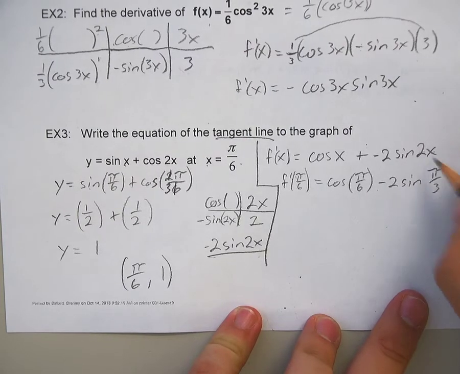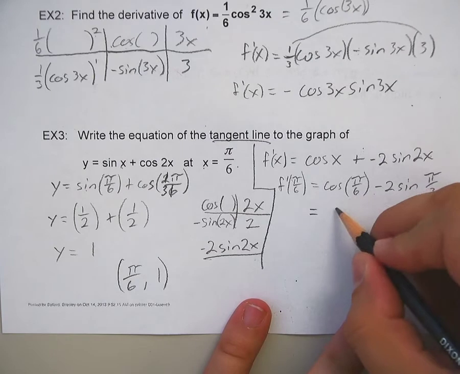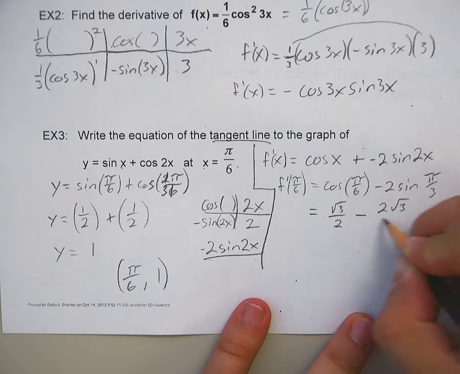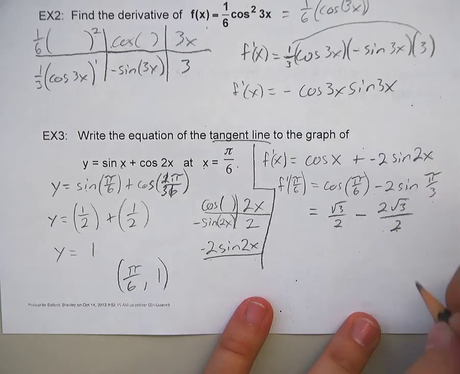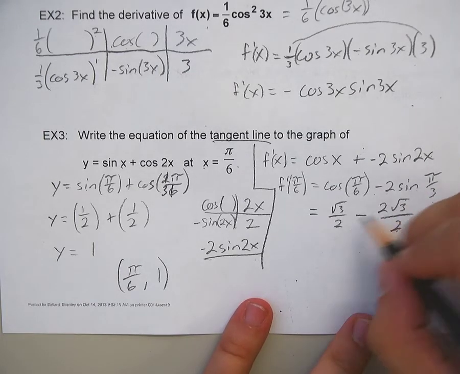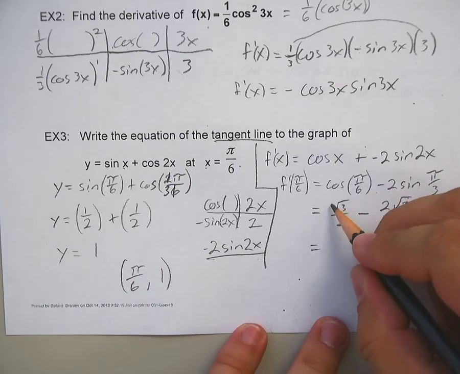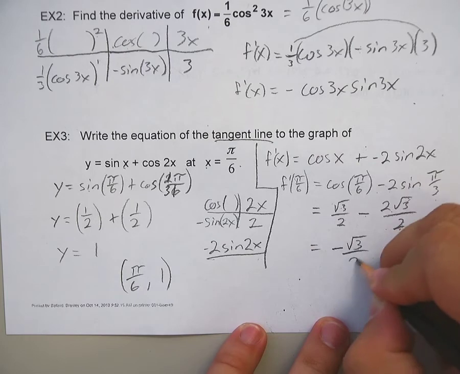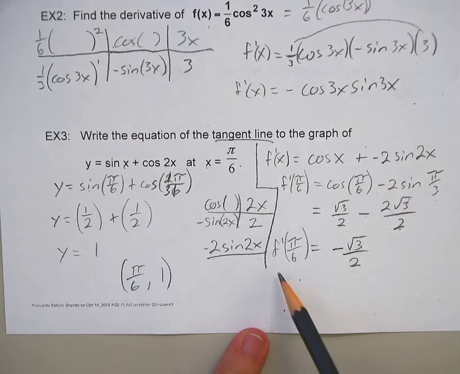If you do 2 times pi over 6, right? So from here, that's going to be square root of 3 over 2 minus 2 square root of 3 over 2. The sine of pi over 3 is the square root of 3 over 2, and then you're multiplying by 2. Now don't cancel these out just yet because you're still combining fractions and you're going to need common denominators. So this is going to be 1 square root of 3 minus 2 square root of 3, which is negative 1 square root of 3 over 2. And that is f prime of pi over 6.